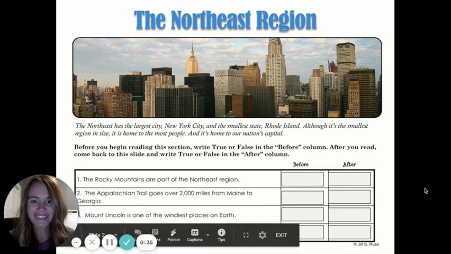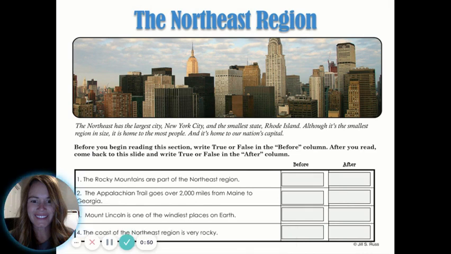So the first question asks, the Rocky Mountains are part of the Northeast region. You're going to type in, is that true or false? What do you think? Then you'll go to the second question, and it asks you, the Appalachian Trail goes over 2,000 miles from Maine to Georgia, true or false. And you're going to type that in the before section.